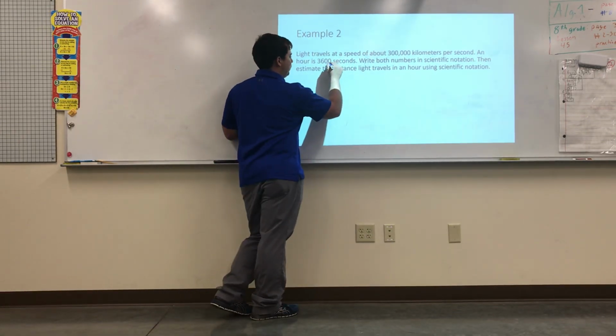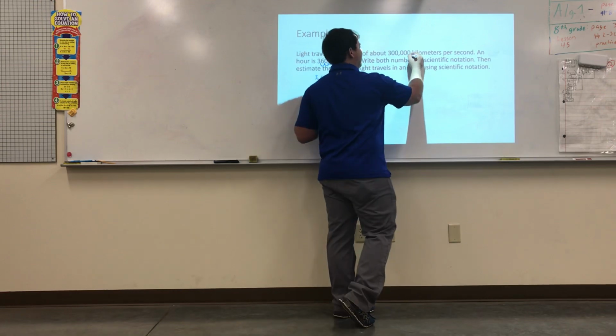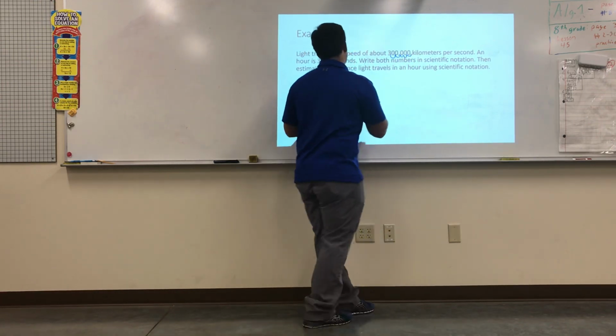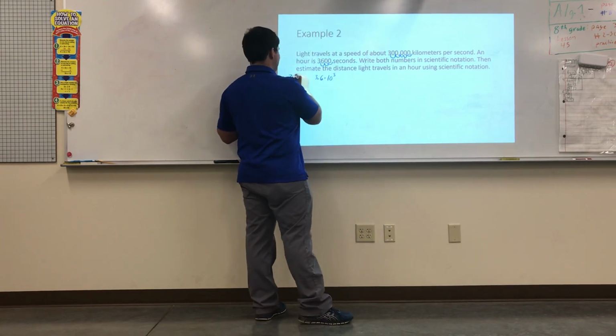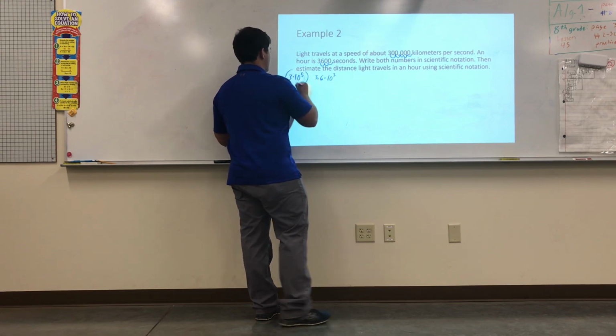Well, we'd have to move this 1, 2, 3. So we're going to get 3.6 times 10 to the 3rd power. Good. Right here we're going to move it over 1, 2, 3, 4, 5. So we're going to get 3 times 10 to the 5th power. Good.